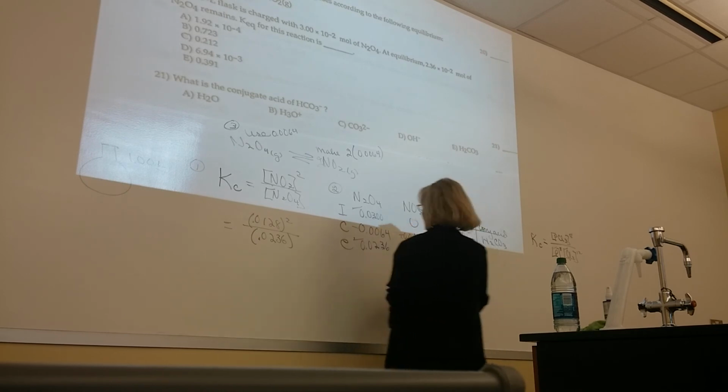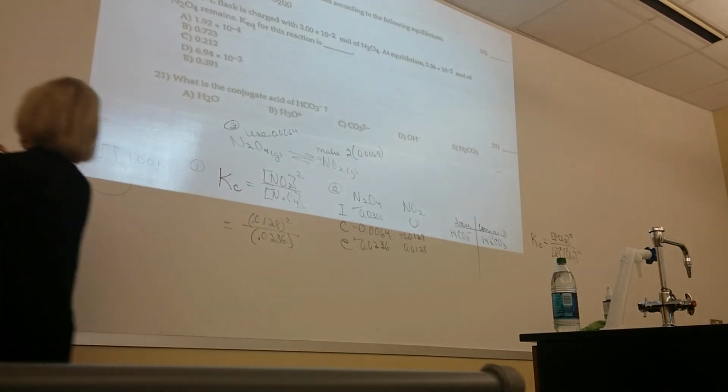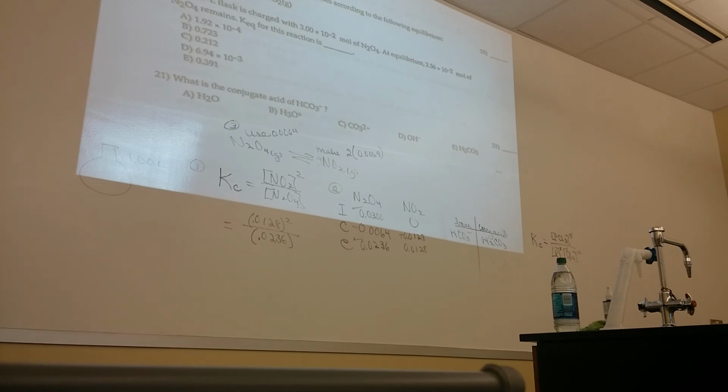Okay, now, what if you have the same question? It says, what is the conjugate base of this? So that means this must be acting as an acid, right? Okay, so if it's an acid, it's a donor. So take one away. What's my charge now? 2 minus.